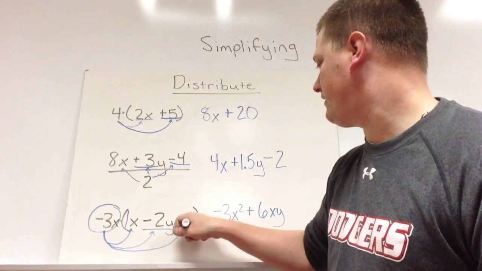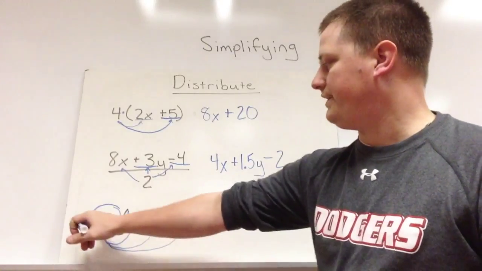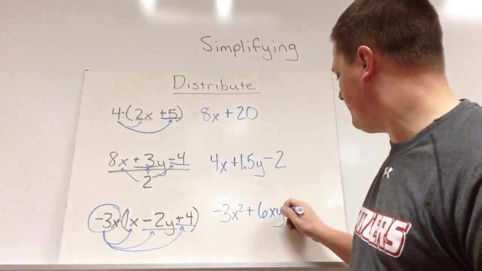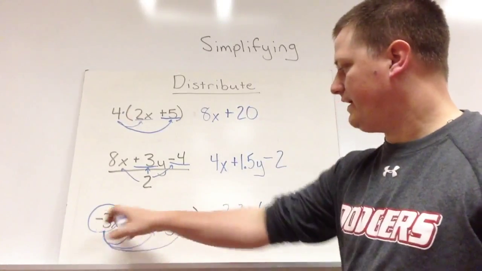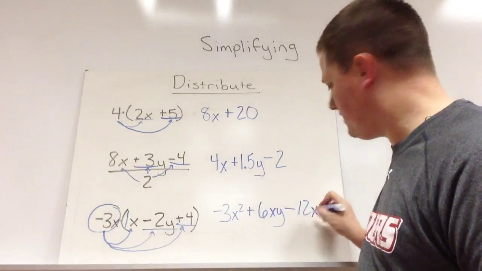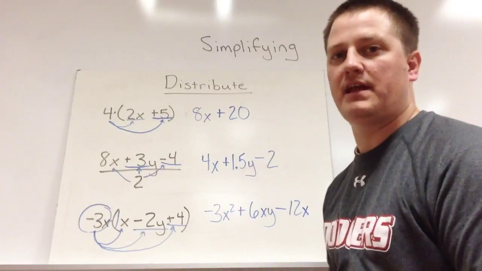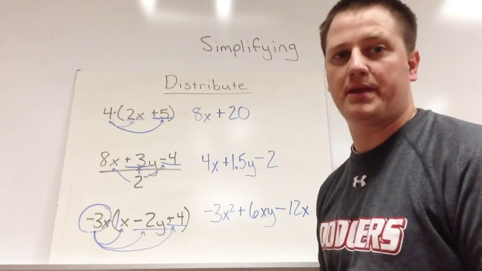Negative 3x times positive 4. Well, negative times positive is negative. 3 times 4 is 12. x, and so we just need to bring it along. And this is the idea behind distributing. Just multiplication.